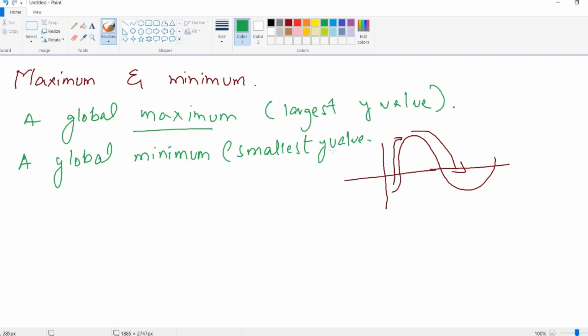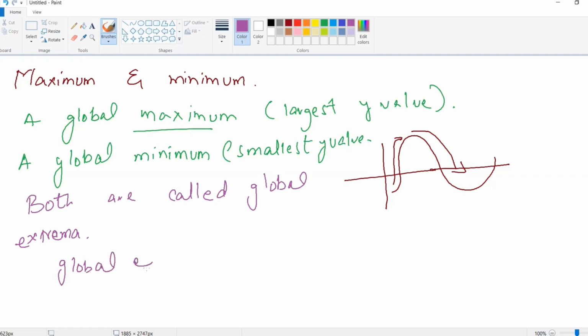Together, these two values are referred to as global extrema. Now, local minimum and local maximum are called relative extrema, while the global maximum and global minimum are called global extrema. There can only be one global maximum and one global minimum. Global refers to the entire space where the function is defined. Global extrema are also called absolute extrema.